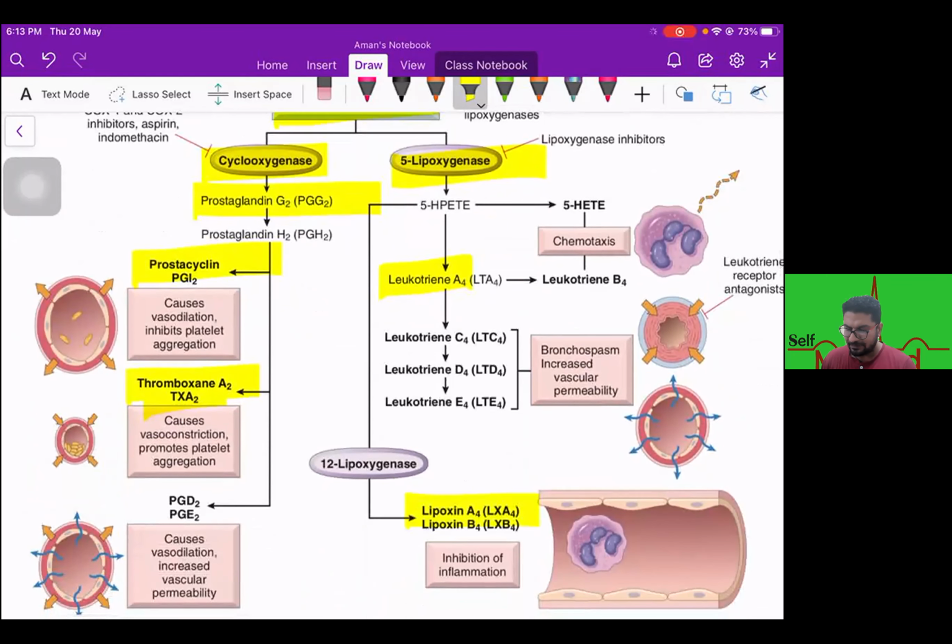Leukotrienes, understand this, can be A4, C4, D4. Leukotrienes C4, D4, E4 cause bronchospasm, so they are called SRS-A, short reacting substance of anaphylaxis. Leukotriene B4 will help in chemotaxis.